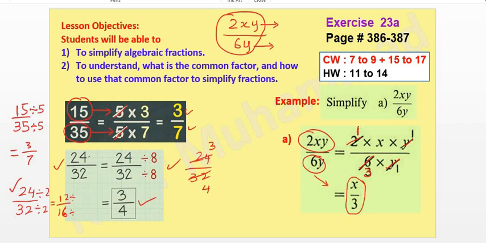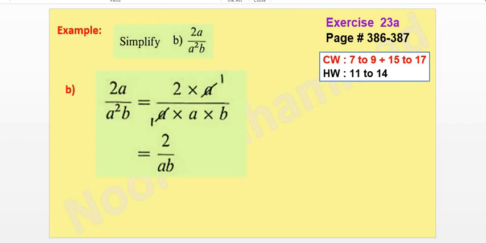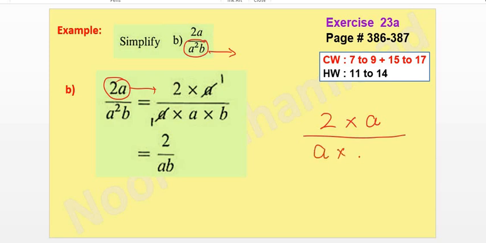Let me give you one more example. For example, here we have 2a divided by a squared b, right? Now 2a, how can we break it into factors? It's 2 times a, right? And when I see what is in the denominator, it's a squared b. How can I break a squared b? I can write a times a times b. It means that there are 3 factors for this a squared b: a, a and b.